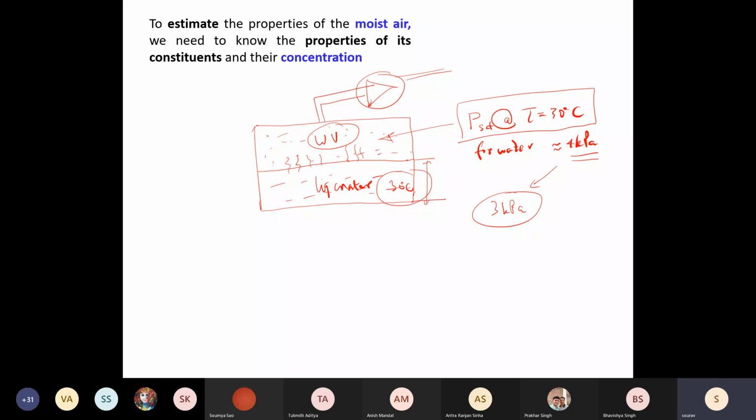Does everyone agree? Whoever is attending the class. If I reduce the pressure above the liquid column now from 4 kPa to 3 kPa, there will be phase change. I will see that the liquid water is evaporating and your liquid column height will start to reduce. Does everyone agree with this? Yes, sir.